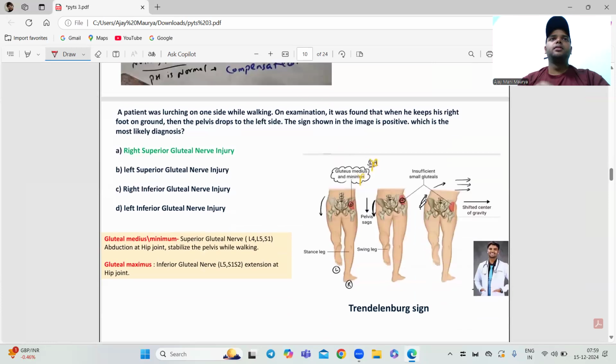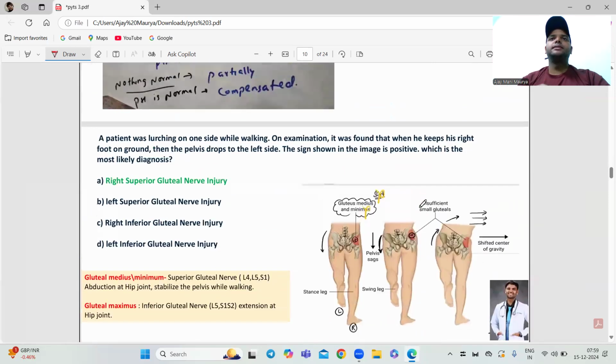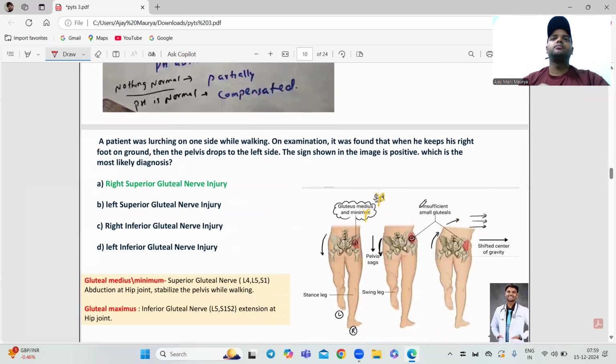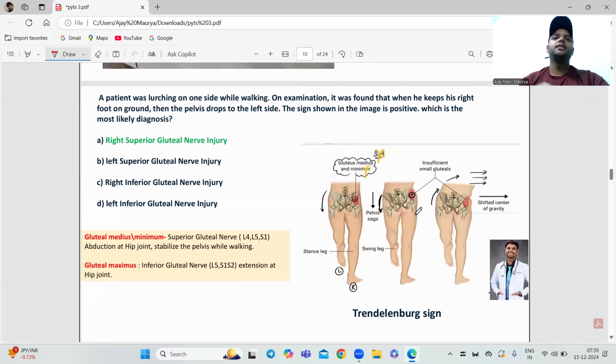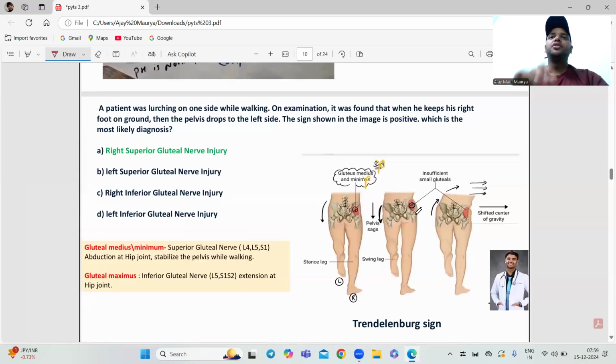Okay, see here, guys, this is the Trendelenburg sign. Here let's see with the cases. A patient was lurching on one side while walking. On examination, it was found that when he keeps his right foot on the ground, then the pelvis drops to the left side. The sign shown in the image is positive, which is the locomotor diagnosis.